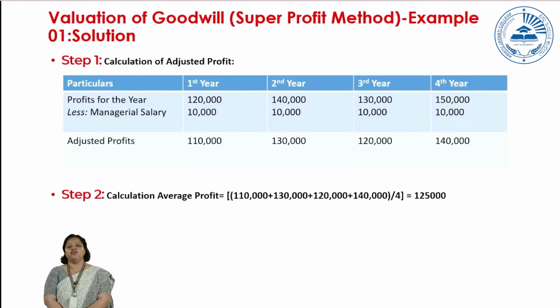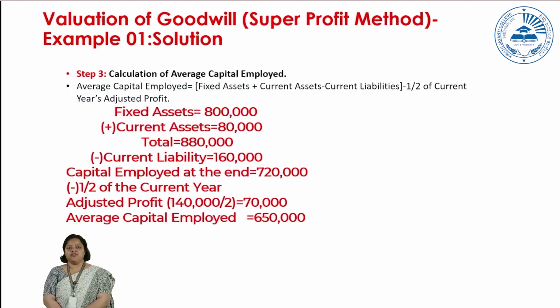So in step 2, we calculated average profit by using the simple average profit formula. The formula for simple average is total adjusted profit divided by number of years. I added all the adjusted profits, 1,10,000 plus 1,30,000 plus 1,20,000 plus 1,40,000, divided by the number of years, which is 4. So we got average profit of 1,25,000. After step 2, we can proceed to step 3.